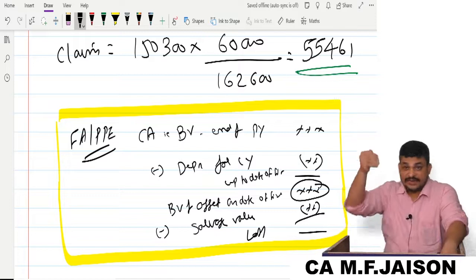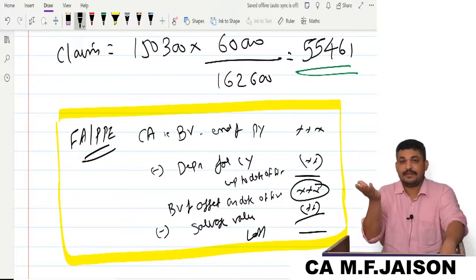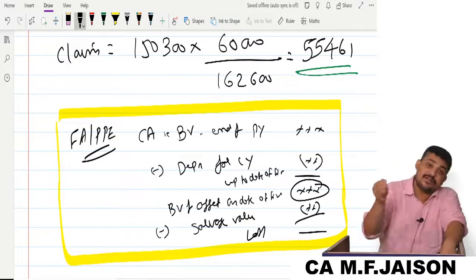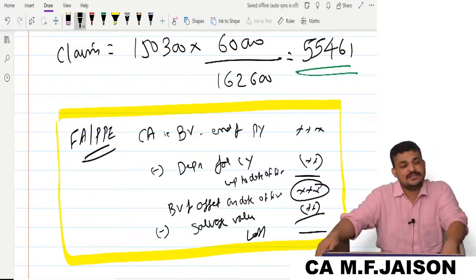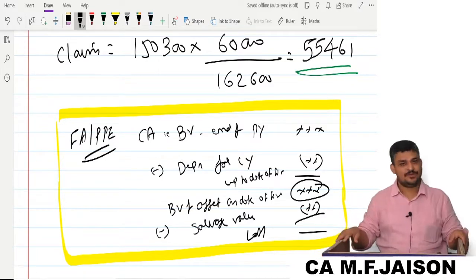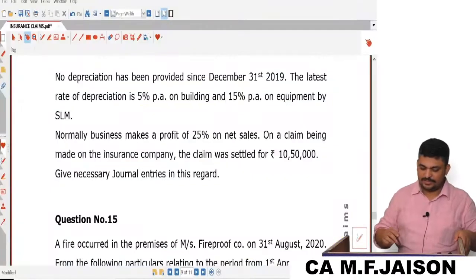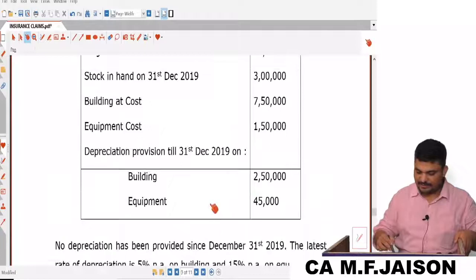It is not the full entire year's depreciation. It is depreciation till the date of fire. The value of the asset that we had on the date of fire, minus salvage value, will be nothing but the amount lost by fire. Correct? Like that you should be in a position to calculate, which will be very, very easy, my dear friends. Understood? You should also be knowing this particular depreciation concept here.